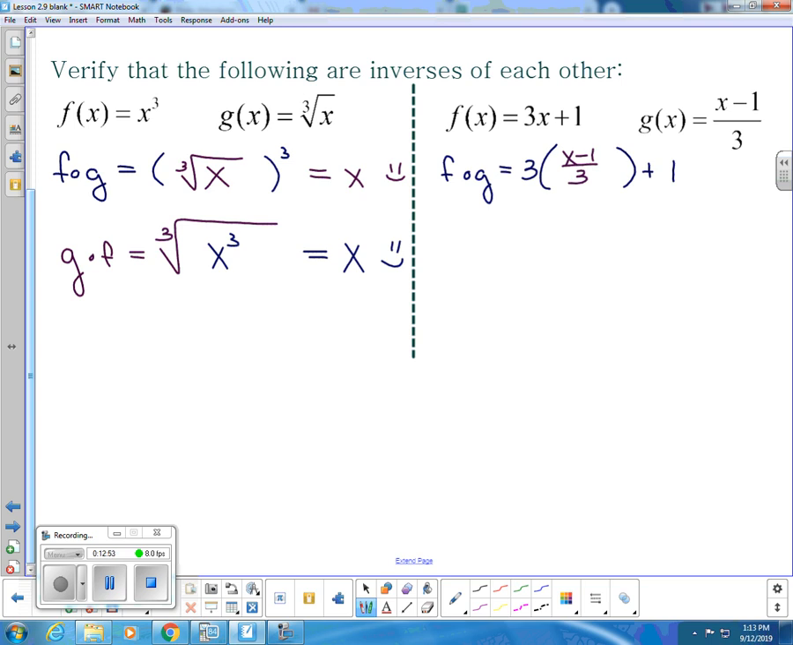You could distribute the 3, or since the 3 is a numerator on the outside and the 3 is in the bottom, can't I just cancel them? Say one on top and one on bottom? So I can just get rid of those guys. So this becomes x minus 1 plus 1, which becomes x. So it's good that way.